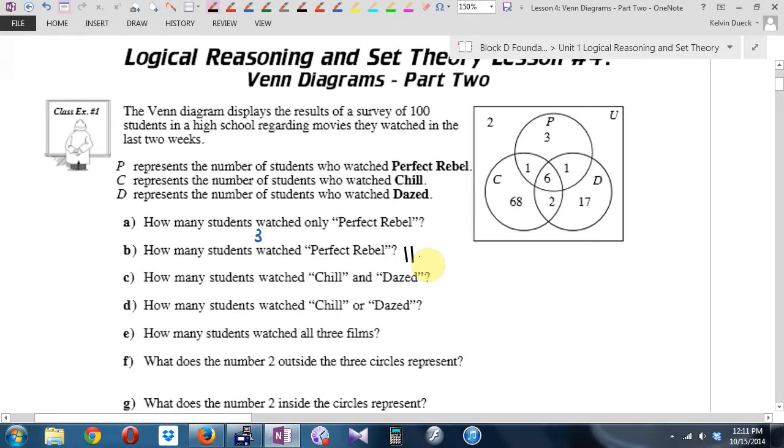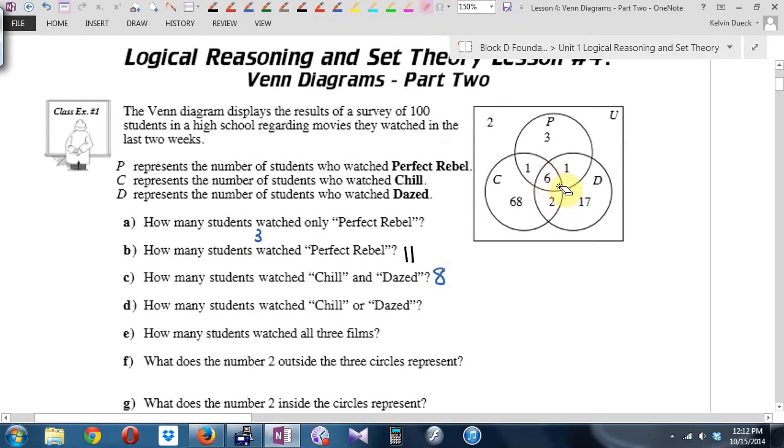How many students watched Chill and Dazed? 1. Right? That's the overlap between those two. 8. See it?